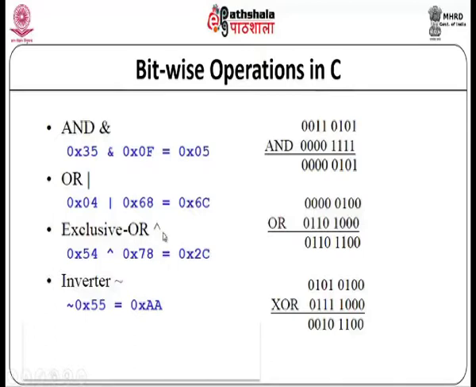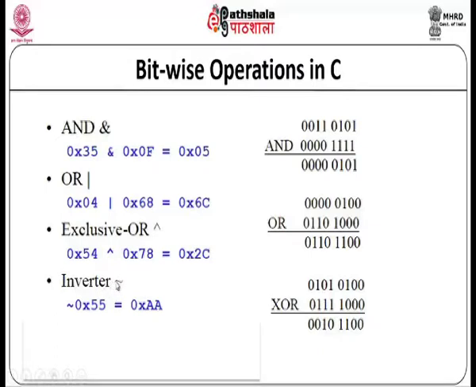When you are looking at exclusive OR, the upward arrow mark symbol gives you this particular operation. If I write 0x54, the upward arrow mark, and 0x78, then these two data are XORed together to get this particular value. Just see the demonstration: if both bits are the same, then it is 0, and if both are different, then it will be 1. By using this symbol, these two are XORed together and I will be getting a value of 2C.